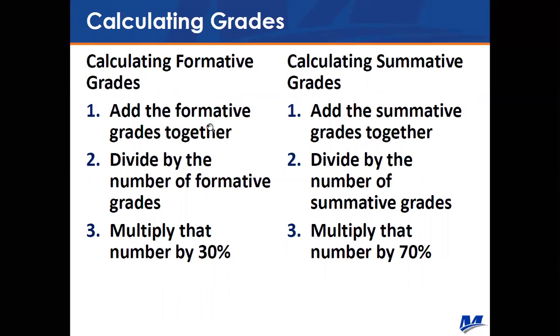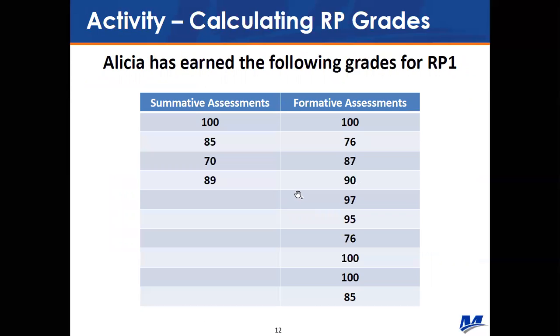You're going to add the formative grades together, divide by the number of formative grades, and multiply that by the percentage, 30%, also 0.30, to get your formative grade total. Then you're going to do the same thing for the summative grades. Add, divide by the number of summative grades, and then multiply by the percentage or the weight. So it's always add, divide, multiply, add, divide, multiply.